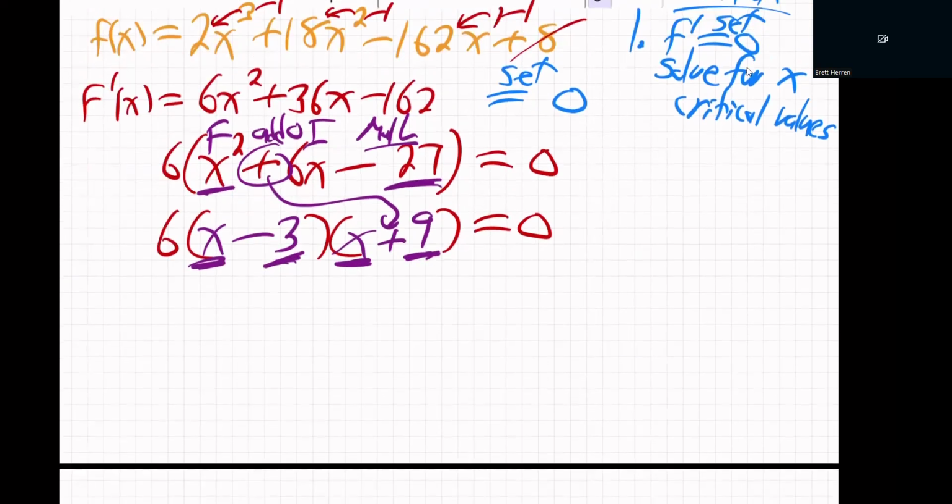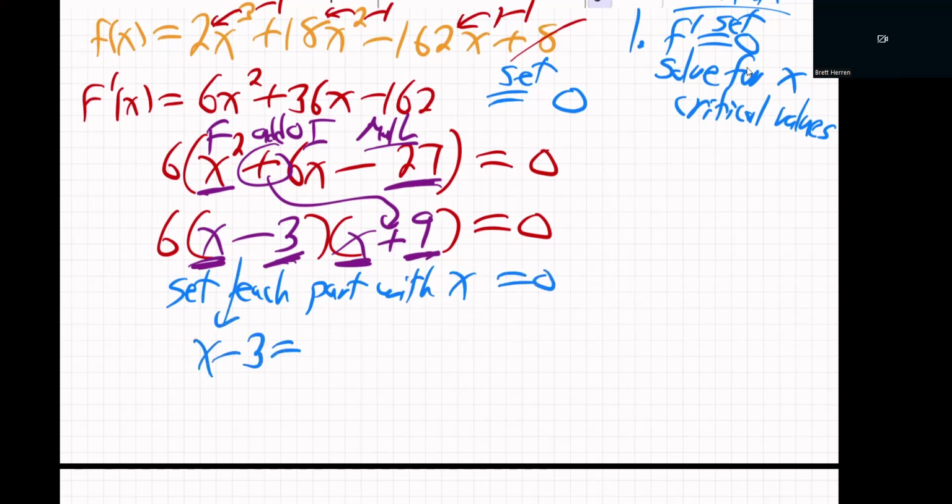You set each part with x equal to 0. So in other words, I'm just going to take that x minus 3 and say that could be 0, or that x plus 9 and say that could be 0. What about the 6, you might wonder? Well, it's out logically.